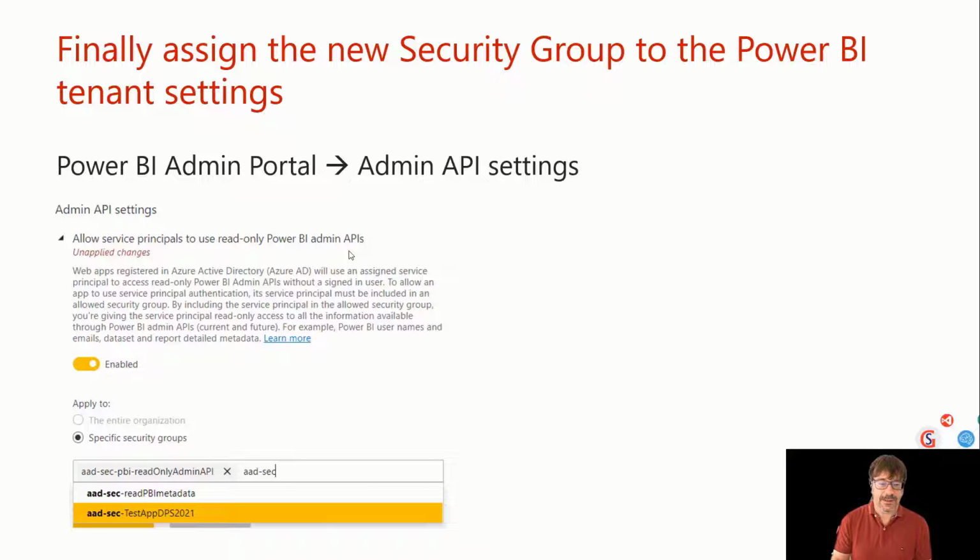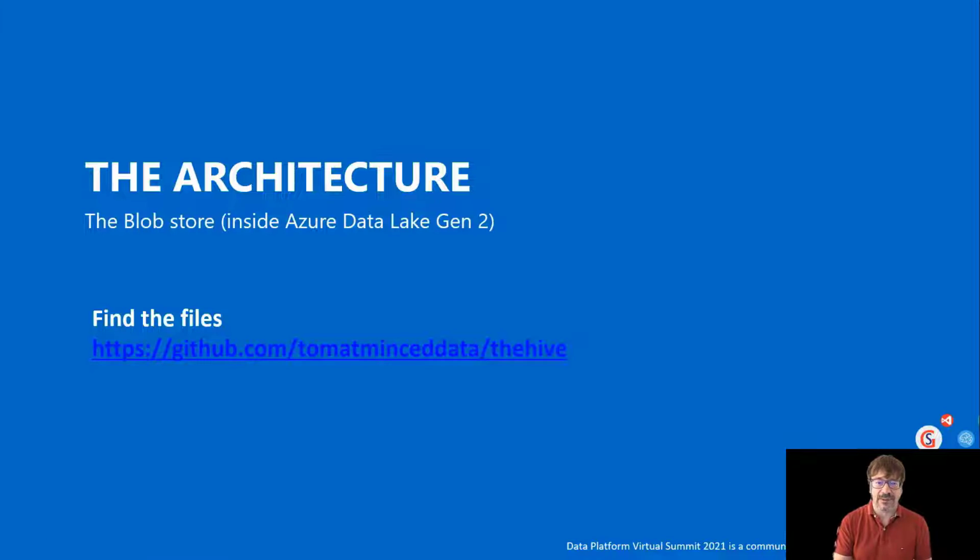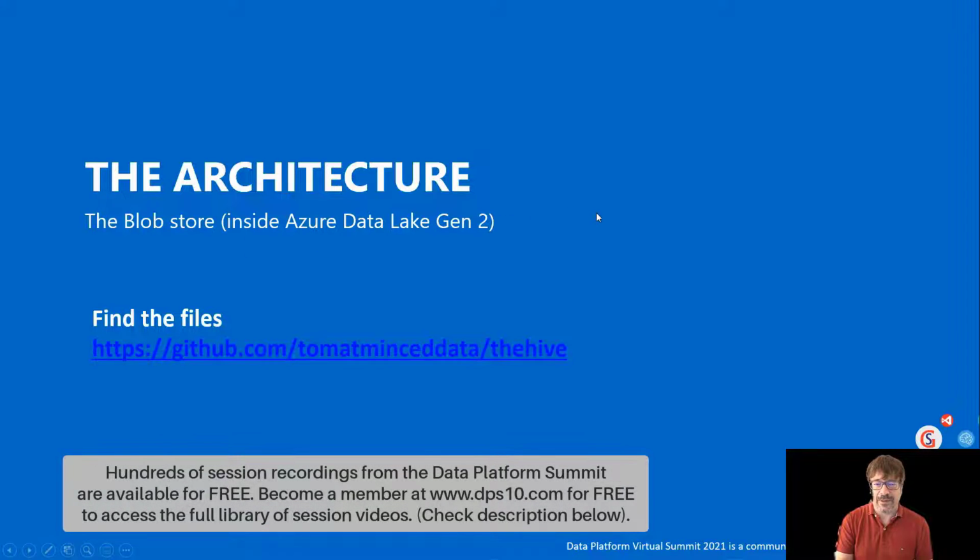And then finally you can just create or add this group to this Power BI service settings in the admin portal under admin API settings, allowing this group or members of this group using the Power BI admin APIs. So, and this was maybe the strangest part, and then a short introduction to the blob store where the JSON documents will be stored.